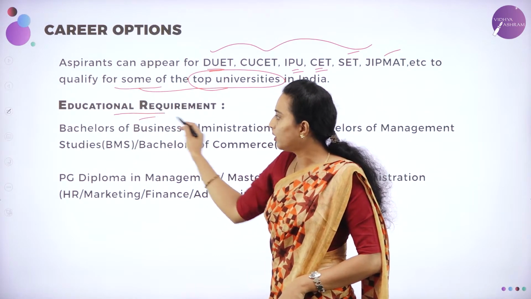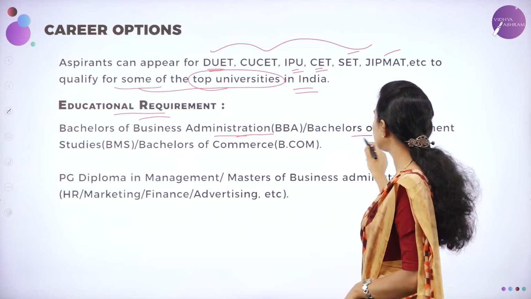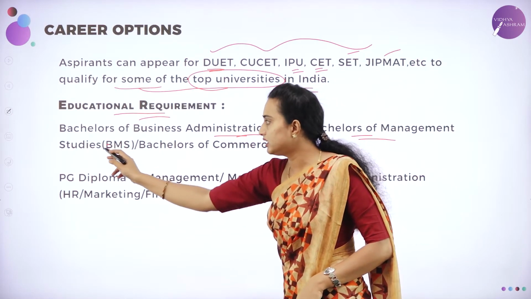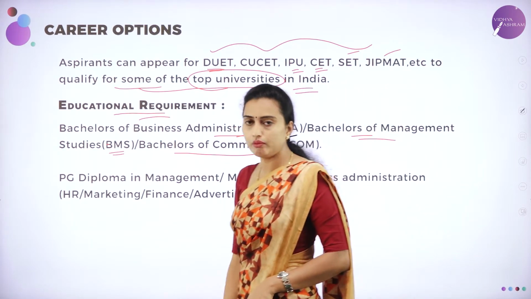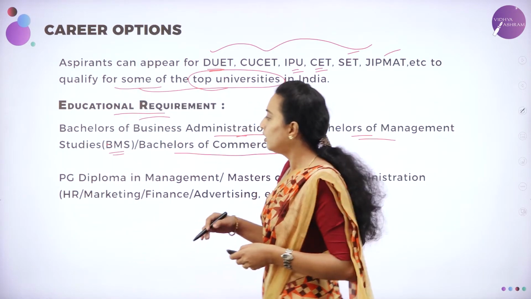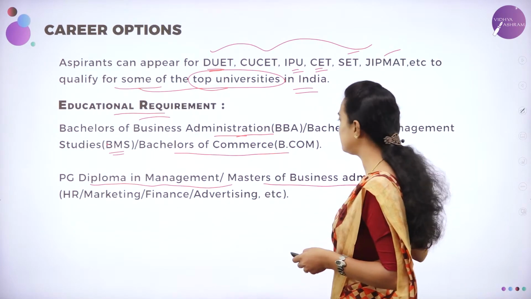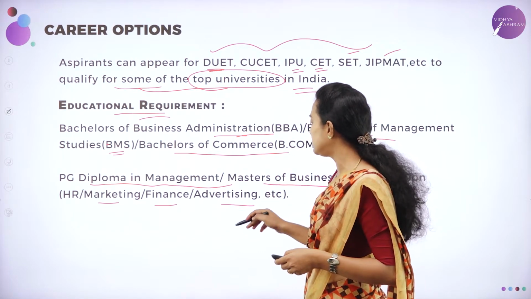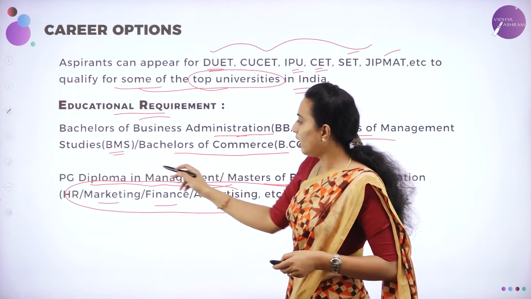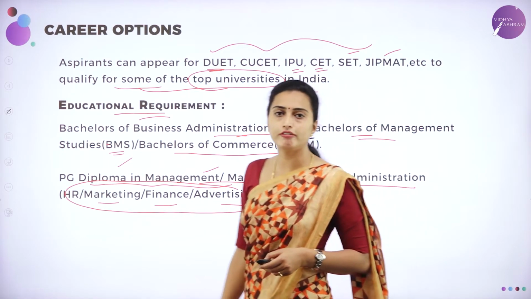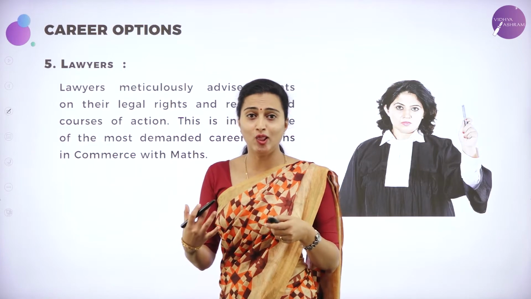And then what are the educational requirements? Bachelor of Business Administration, that means BBA, or Bachelor of Management Studies, that is BMS, and then Bachelor of Commerce, that is BCom. If you do this education, you can become a management professional in those fields. And then you also have to do a PG Diploma in Management or a Master of Business Administration in HR, Marketing, Finance, Advertising, etc. To become an HR, marketing, finance or advertising professional, you have to complete a PG Diploma in Management or a Master of Business Administration.